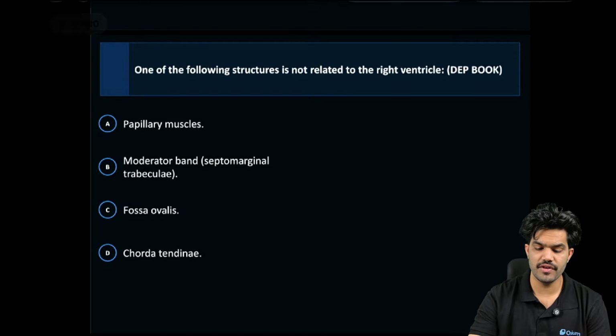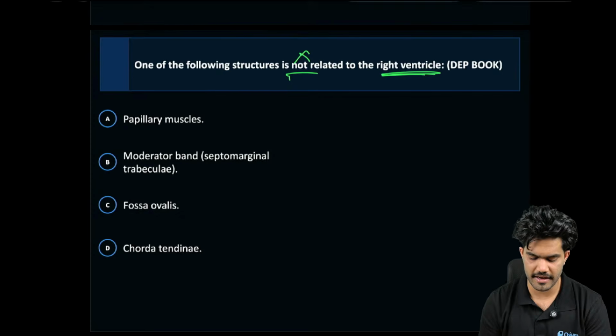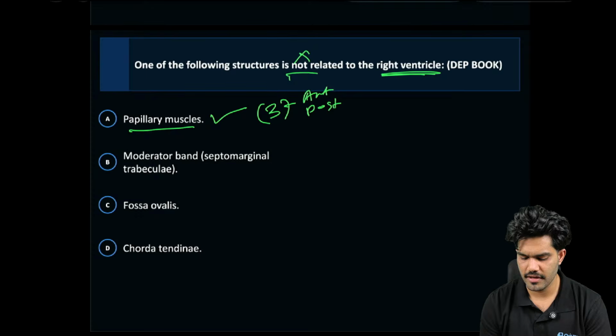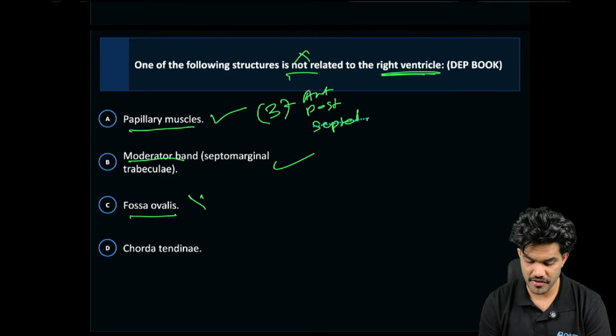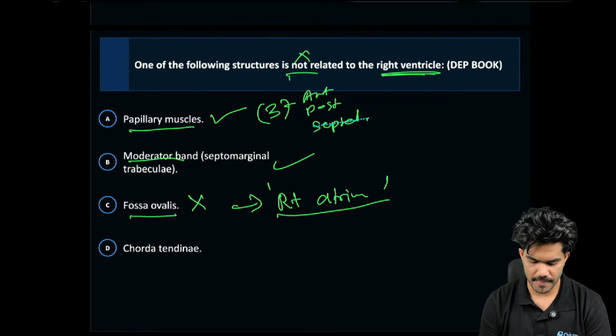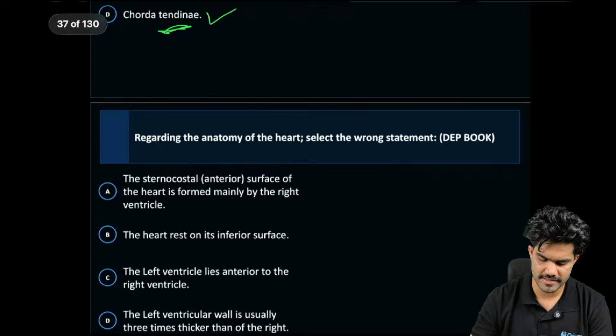Next question. One of the following structures is not related to the right ventricle. Let's see. Papillary muscles. Yes, the right ventricle has 3 sets of papillary muscles: anterior, posterior, septal. Moderator band. Yes, it has the septomarginal moderator band. Fossa ovalis. No, fossa ovalis is present where? Right atrium. Chordae tendineae, yes, they support the papillary muscle. So the incorrect option is fossa ovalis.